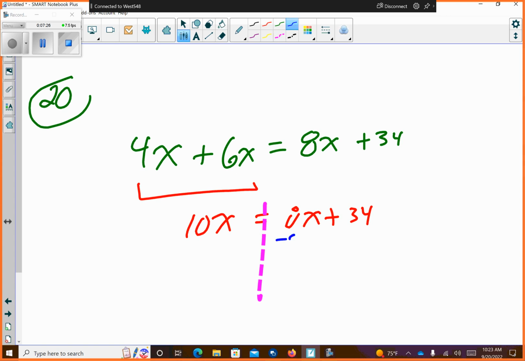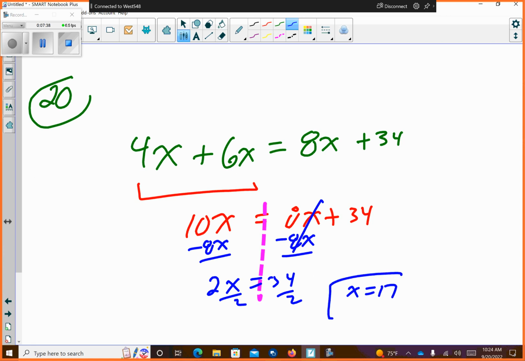Start solving it. Subtract 8x from both sides. Let's cancel. 2x equals 34. Divide by 2, divide by 2. X equals 17. That's kind of a wordy, jumble your head around type of question, but I think you can do it pretty easily.